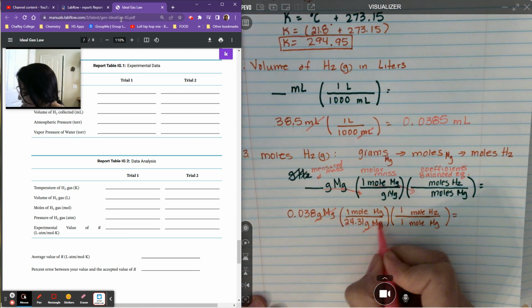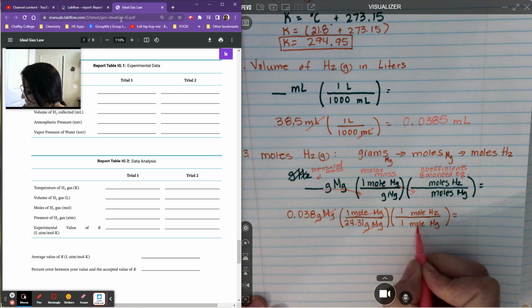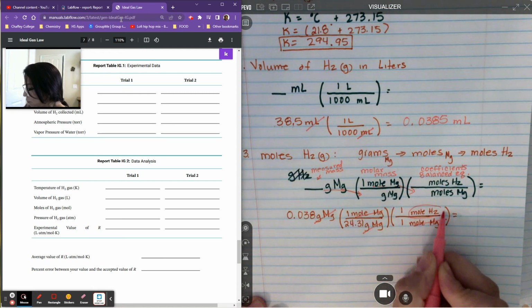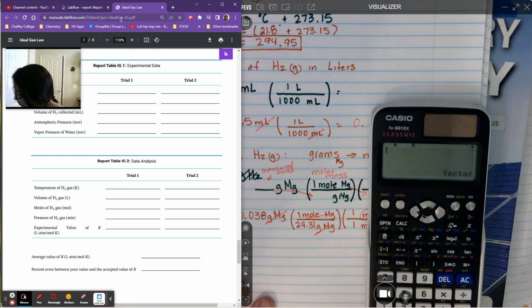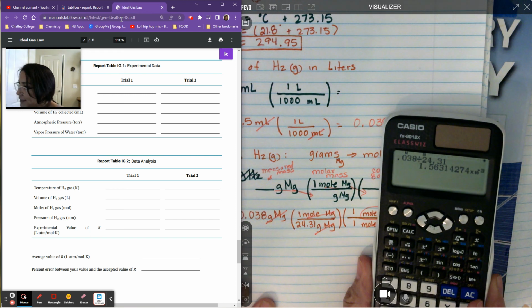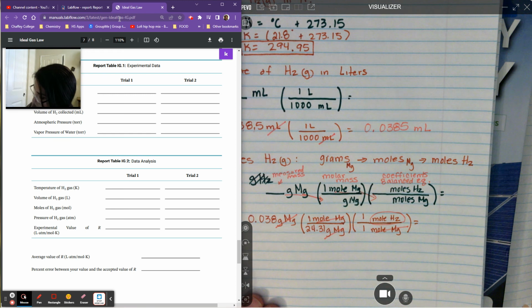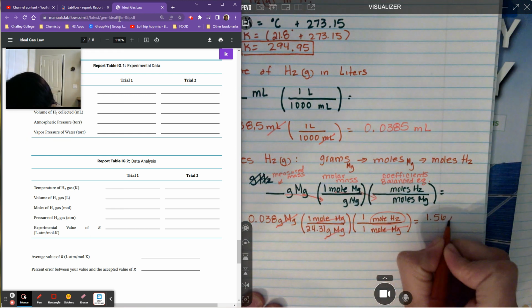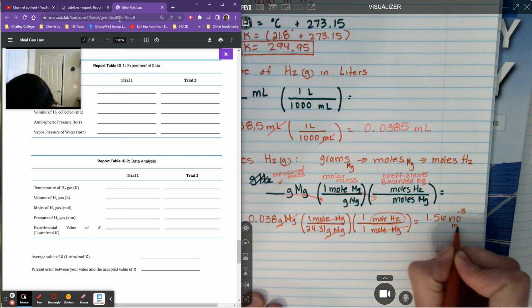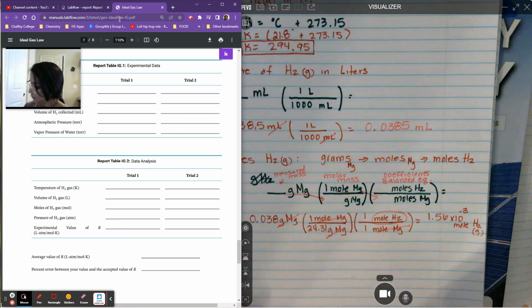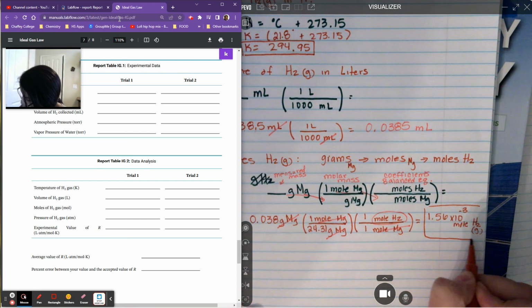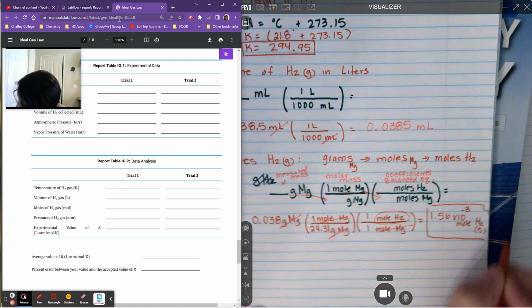Grams of magnesium cancel out with grams of magnesium. Moles of magnesium cancels out with moles of magnesium, and I'm left with moles of hydrogen gas, which is exactly what I wanted. So I'm going to obtain my handy dandy calculator, and I'm going to do 0.038 divided by 24.31, and that gives me 1.56 times 10 to the negative third moles of hydrogen gas. So now I have found my N.